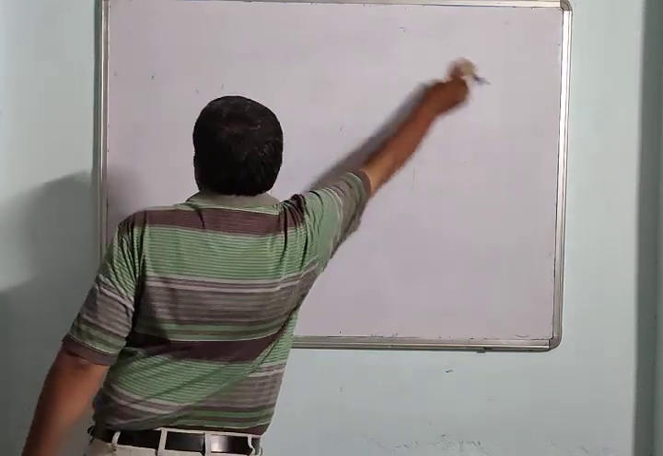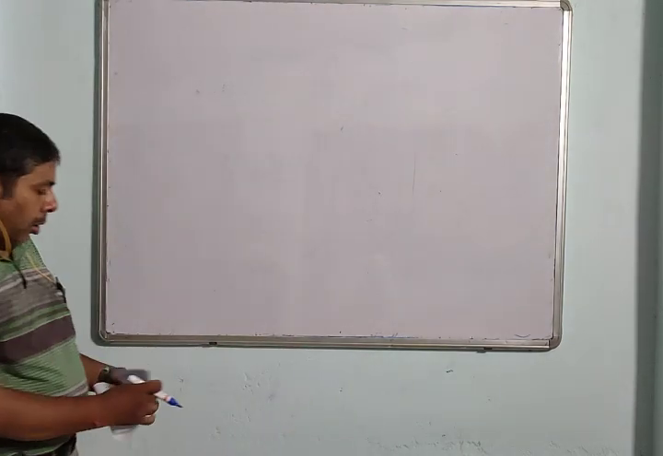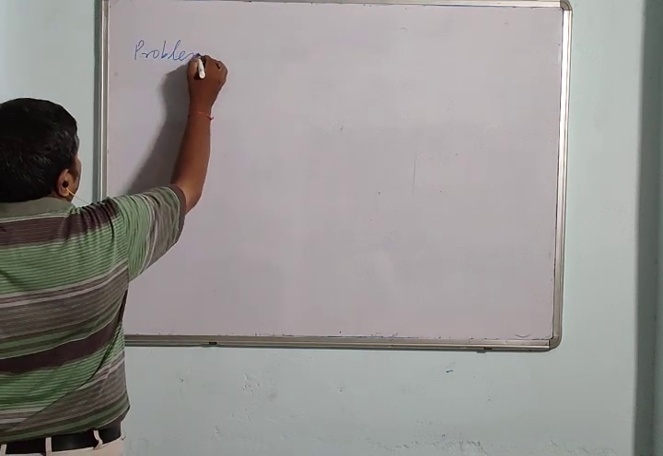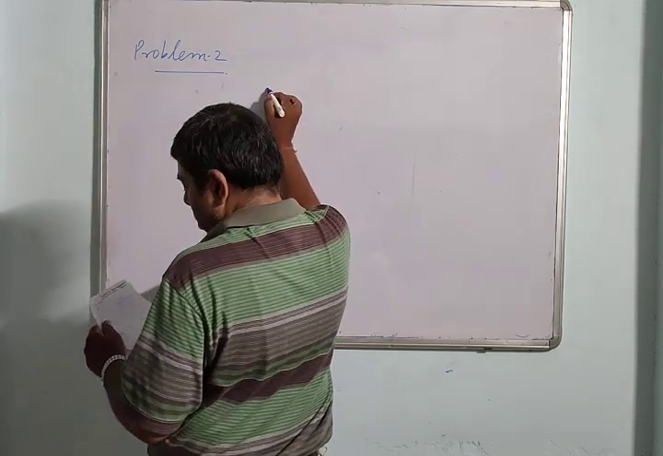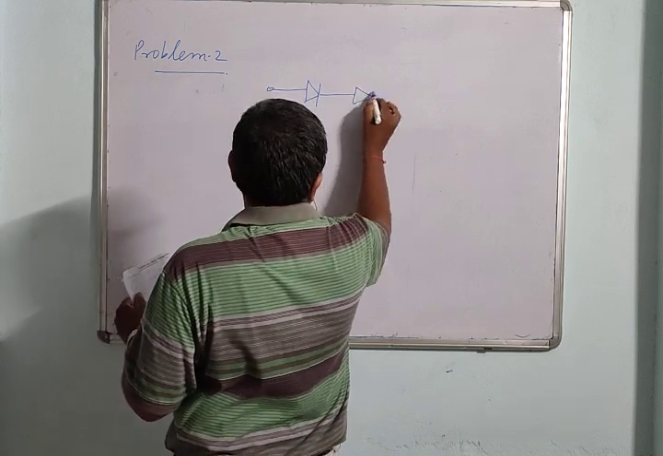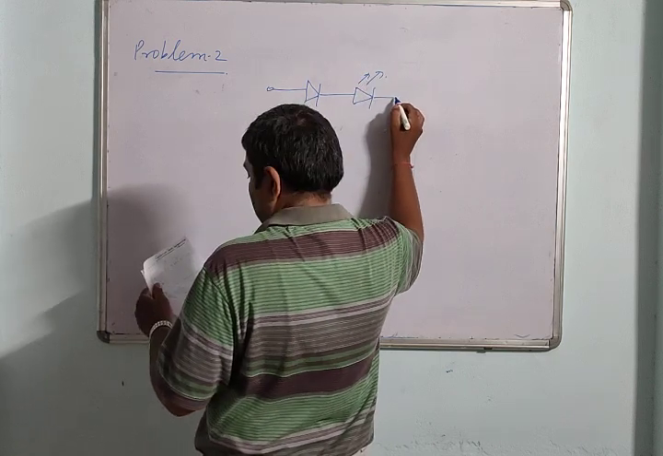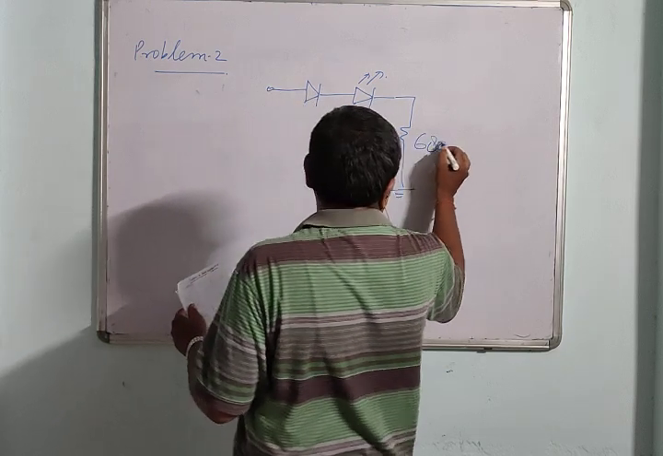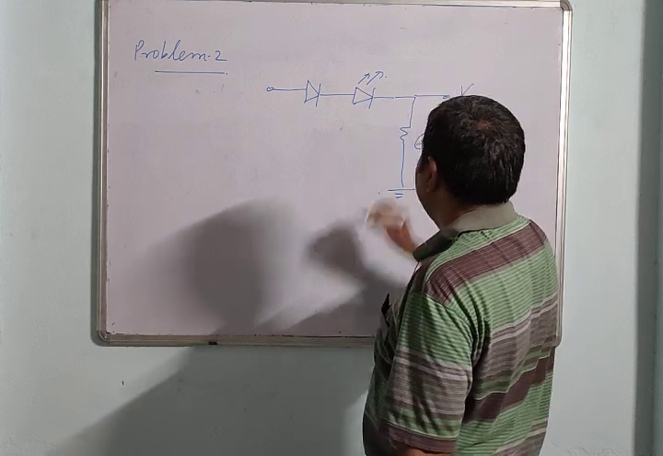Now we can take another example. Second problem. Here we are using two diodes. The first one is a simple silicon diode. This is the light emitting diode. And here we are using 680 ohms. And the voltage at this node is V0.